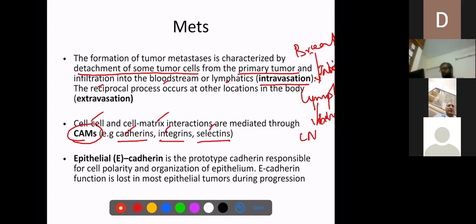We will take cadherin as an example. This is a prototype, cadherin, responsible for cell polarity and organization of the epithelium. So cadherin function is lost in most of the epithelial tumors during progression. When there is proper function of a cadherin or integrin or selectin, these cadherins try to make the tumor cells adhere to them. They will not allow the tumor cells to invade further. When there is a mutation or a loss of function of E cadherin, this tumor will progress by invading other places.